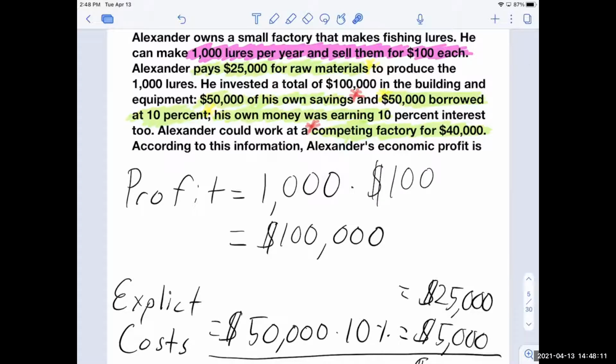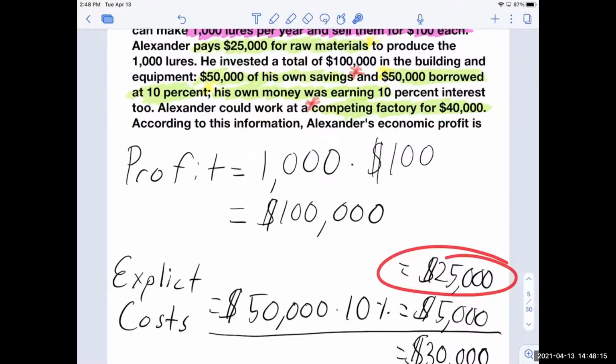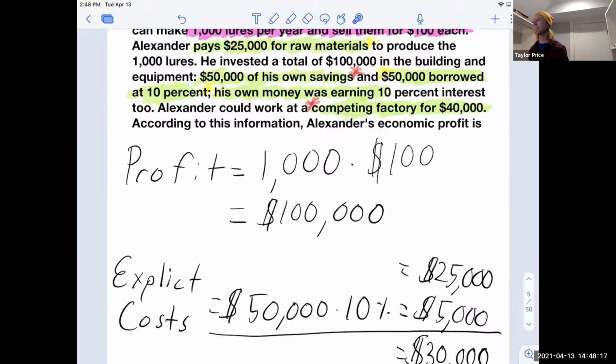Did anyone else have any other questions? The 25,000 that you have, that's for the raw materials, right? Yes. Okay. Does anyone else have any other questions on this one before we move on?